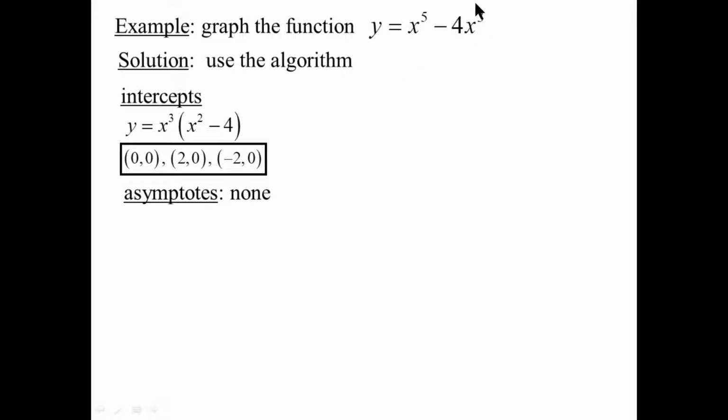Asymptotes, there are none, because there are no limits at infinity. Domain, there are no restrictions on the domain.